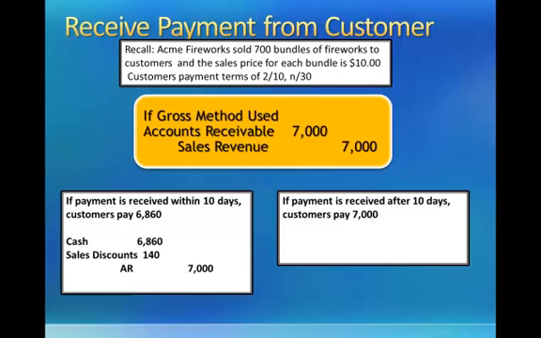Alternatively, if the customer's payment is received after 10 days, the customer will pay $7,000. So we debit cash $7,000 and we credit accounts receivable $7,000. In this case, we don't need to adjust our sales revenue because the customer is paying the same amount that we increased sales revenue by.